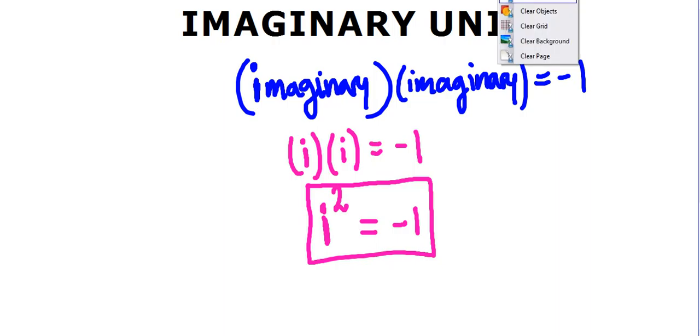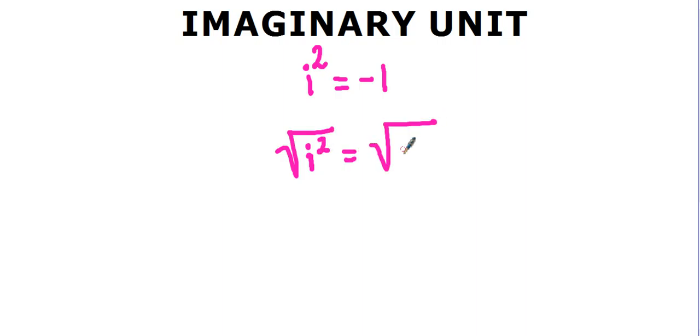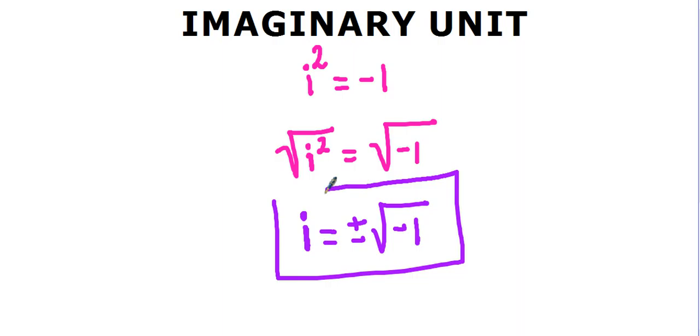Let me erase this. Now, if I to the power of 2 equals -1, then if we take a square root of both sides, we take a square root of I to the power of 2, and we take a square root of -1, we end up with this type of definition, that I, or imaginary unit, equals positive or negative square root of -1. And this is the definition of imaginary unit.